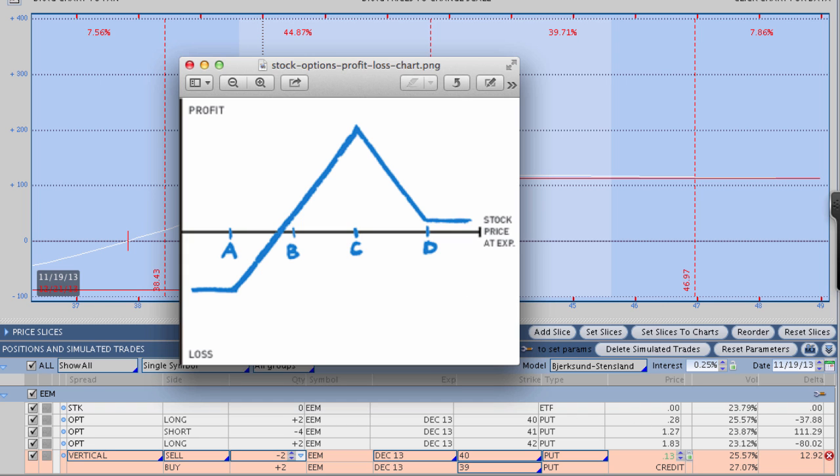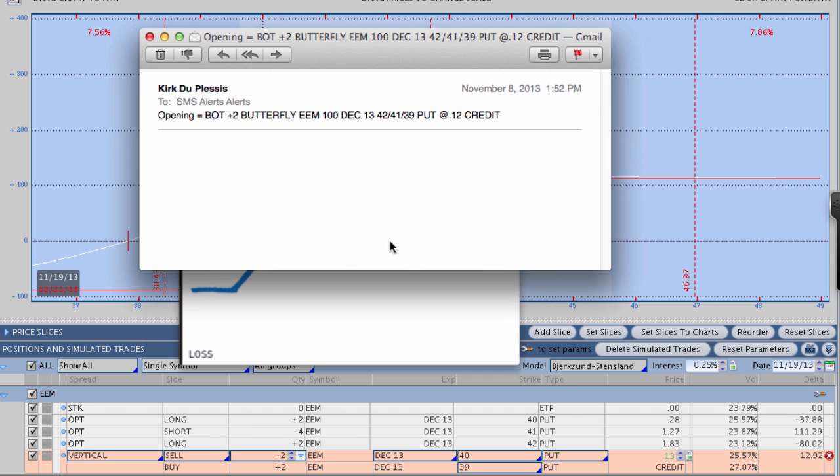Now let's look at the trade that I initially put on in the trading alerts for members. Again, this only went out to members, so you can't get these unless you subscribe at optionalpha.com. The initial trading alert was opening, and we bought two, so that's just how many butterflies we bought, EEM December 2013 options. But here's where the strike prices come into play.